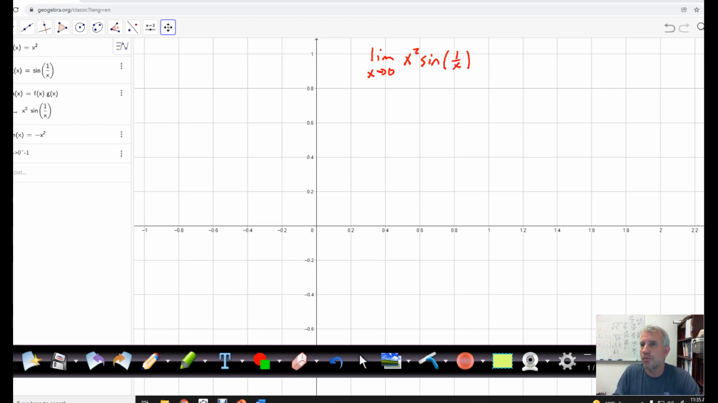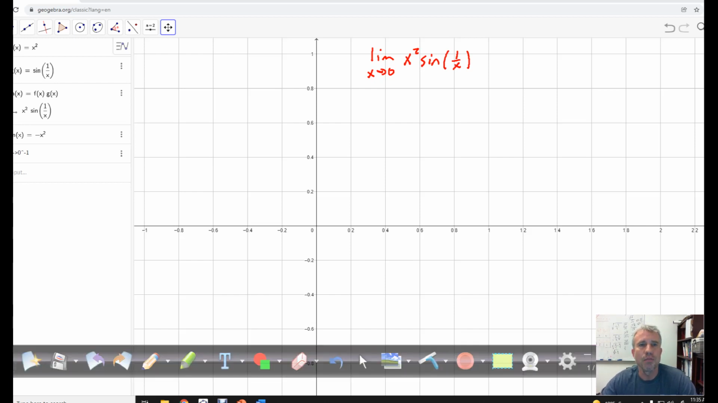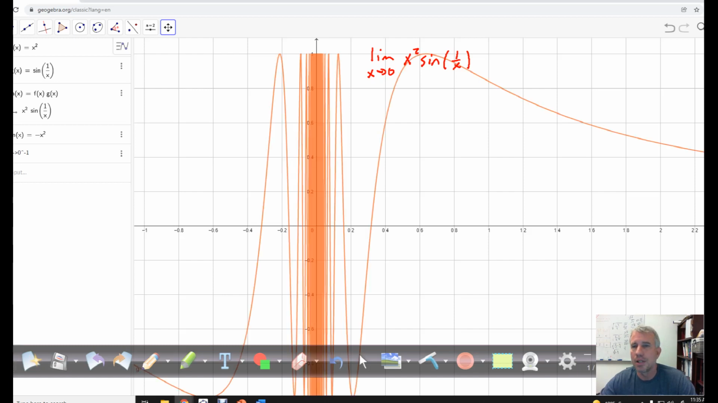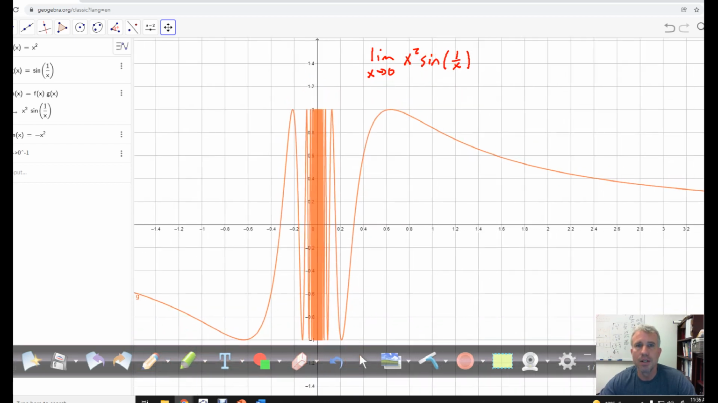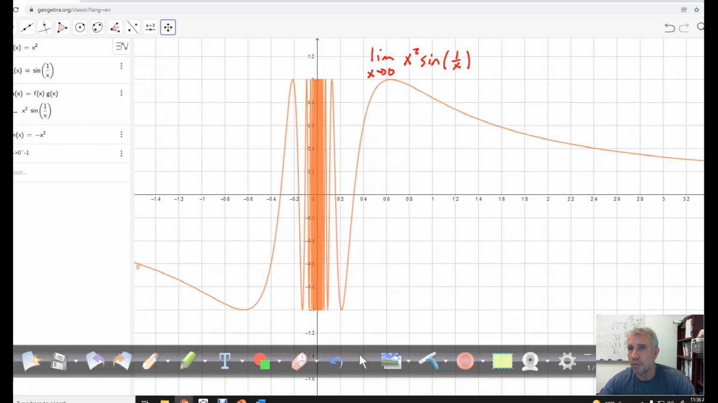And the sine of 1 over x, the cosine of 1 over x, those are functions we've already looked at. And the thing that we noticed for just taking the sine of 1 over x is that we get that wild oscillation as x goes to 0, and the limit doesn't exist because of the wild oscillation of the function as x gets closer and closer to 0.